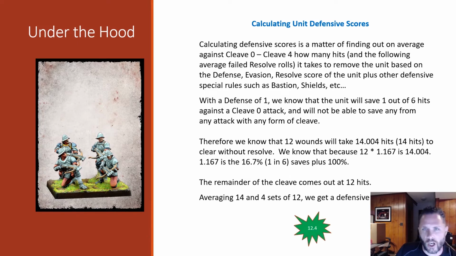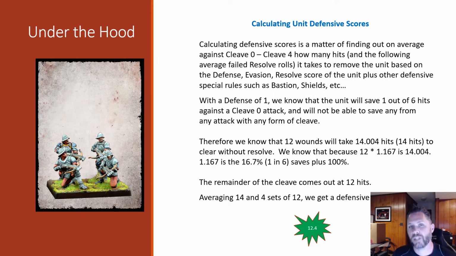When I average all of my sets against cleave 0 through cleave 4, because cleave 1 removes my defensive 1, I know that I can take 12 hits because I only have 12 wounds. That gives me a 12 across the board. So basically, cleave 1 through 4, I'm going to have 12 hits, and then cleave 0, I have 14 hits. That all averages out to be 12.4. Okay, that's my first defensive score, because that is just against hits without taking resolve into account.